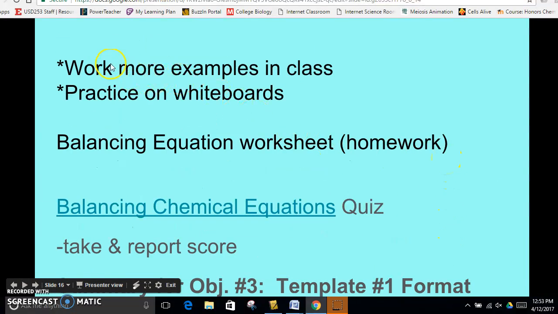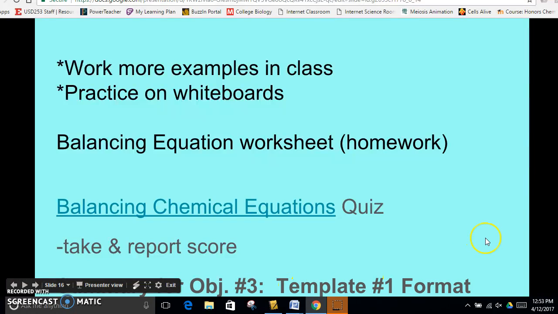The next slide just tells you what we're going to do in class. We're going to work more examples of writing a complete chemical equation and balancing. We're going to practice on the whiteboards if we need to. I do have a balancing equation worksheet that we are going to do where everybody is going to get practice. There is a quiz that you are going to take. You're just going to take it and report your score, and we will do this in class.